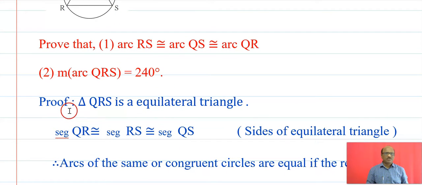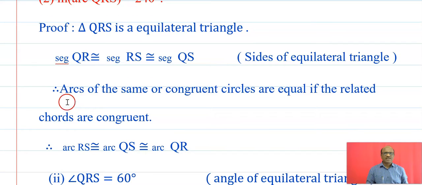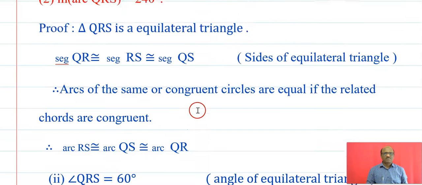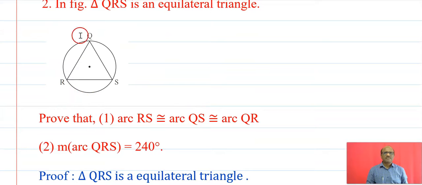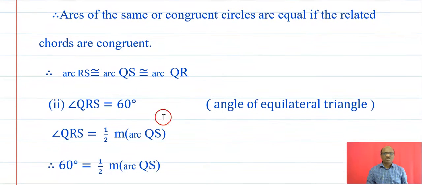Triangle QRS is an equilateral triangle. Therefore, segment QR is congruent to segment RS is congruent to segment QS. These are the sides of an equilateral triangle, and that's why, arcs of the same or congruent circles are equal if the related chords are congruent, and that's why arc RS is congruent to arc QS is congruent to arc QR. These are the arcs, they are congruent.